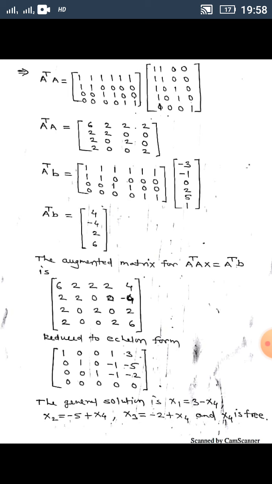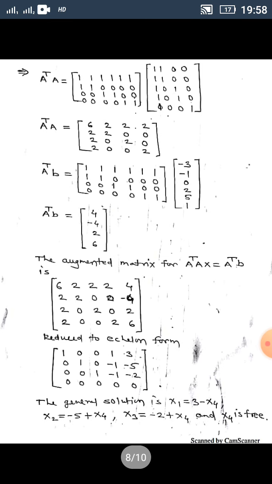Now A is as it is: 1 1 0 0 1 1 0 0 1 0 1 0 1 0 1 0 0 1. Now we multiply this matrix. Now row to the column: 1 into 1, 1 into 1, and so on. So first row to the first column, the addition will be all elements. 6 elements are there, so 1 plus 1 plus 1 plus 1 plus 1 plus 1, the addition will be 6.